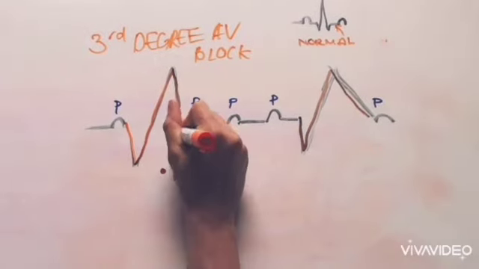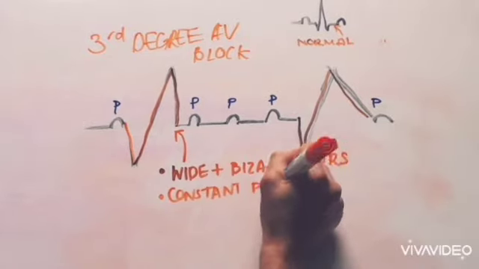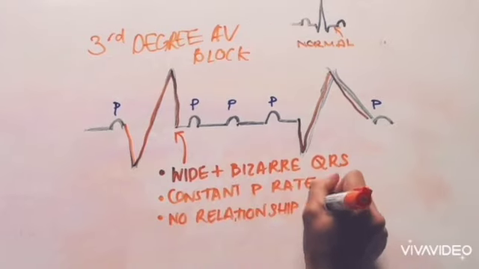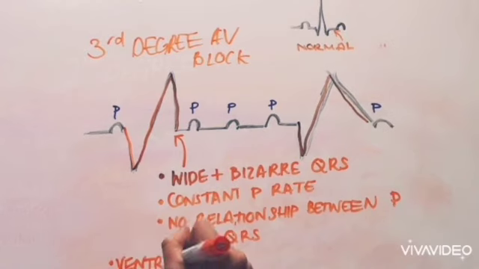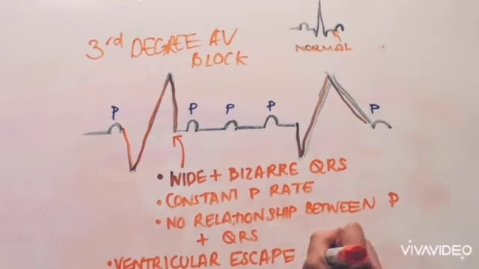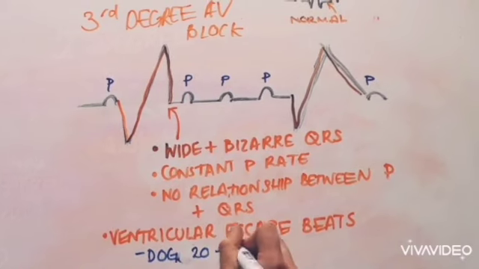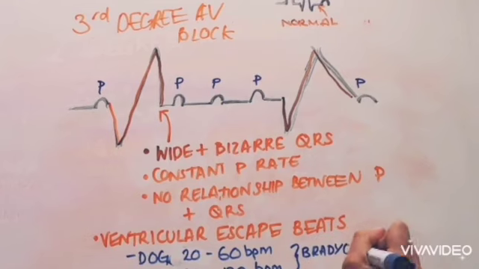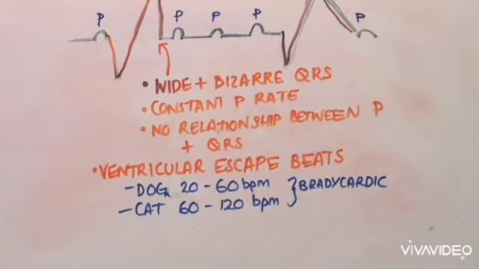I've just redrawn it again for you to make it a bit clearer. Here the complexes are wide and bizarre. There tends to be a bit of a constant P rate, and there is no relationship between the P's and the QRS complexes. When the ventricles are depolarizing themselves, we call these ventricular escape beats. And in the dog, this is 20 to 60 beats per minute. And in the cat, this is about 60 to 120. So remember, this will be very bradycardic if you're listening to this.